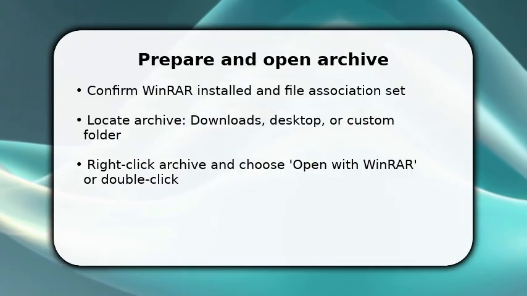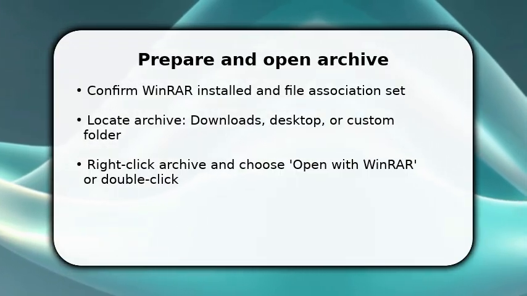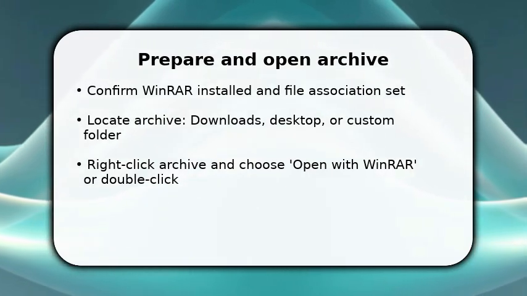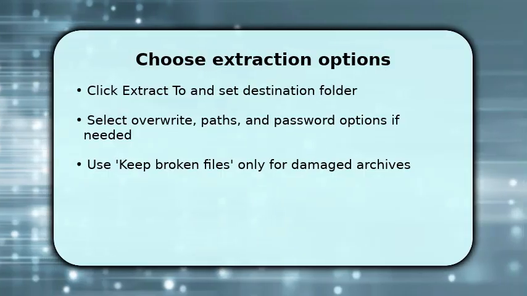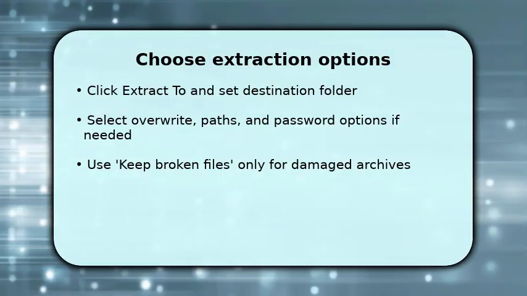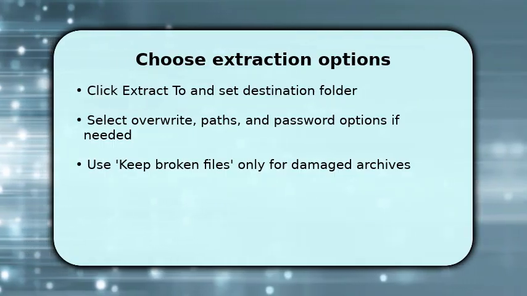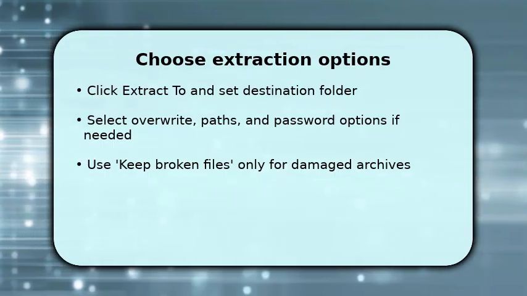This step shows the file list, sizes, and compression method, which matters for extraction options you'll choose next. Once the archive is open, click Extract to reveal destination and advanced options. You should set a clear target folder so files land where you expect. Choose full paths if you want nested folders preserved.